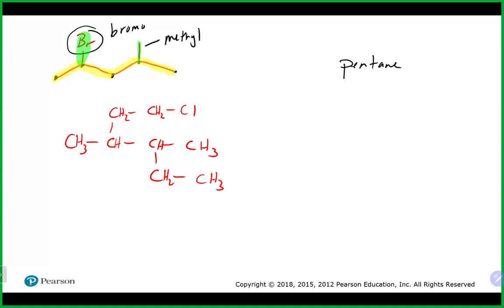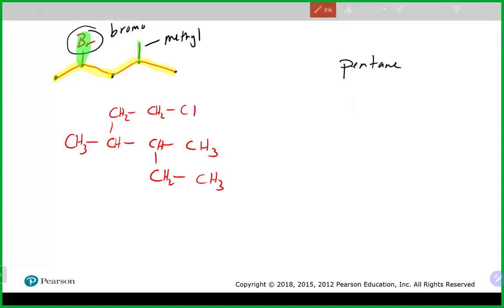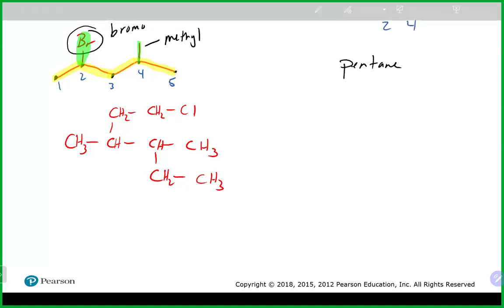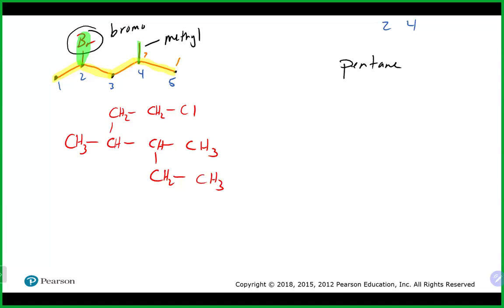So going left to right here, we will go 1, 2, 3, 4, 5. So that gives groups at carbon number 2 and carbon number 4. Heading in the other direction, I'll go orange here, 1, 2, 3, 4, and 5. That also gives groups at 2 and 4. So in this particular case, it is a tie in the sense that no matter which way you go, you're going to end up with the same numbers.